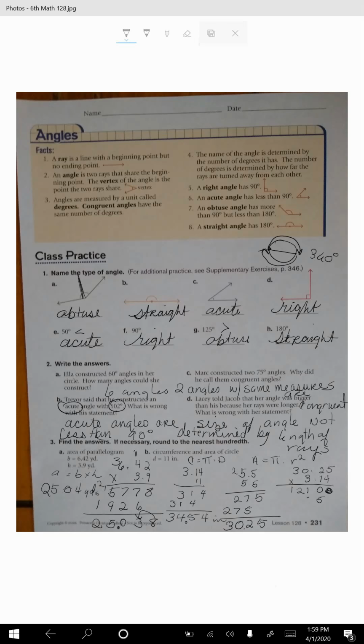5, 2, 0, 3. And then 15, 7, 0, 9. Hopefully I didn't make a mistake. I have to round that. Let me see if my answer is right. Oh, it's amazing. That's right.